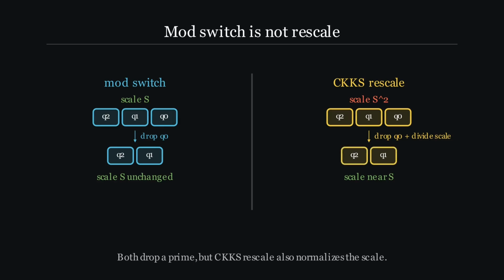Rescaling divides the encoded magnitude by the removed prime, so the decoded value remains approximately stable. In practice, library behavior and valid scale adjustment depend on the scheme and parameters. The durable mental model is to track two coordinates after every operation, the modulus chain level and the numerical scale.